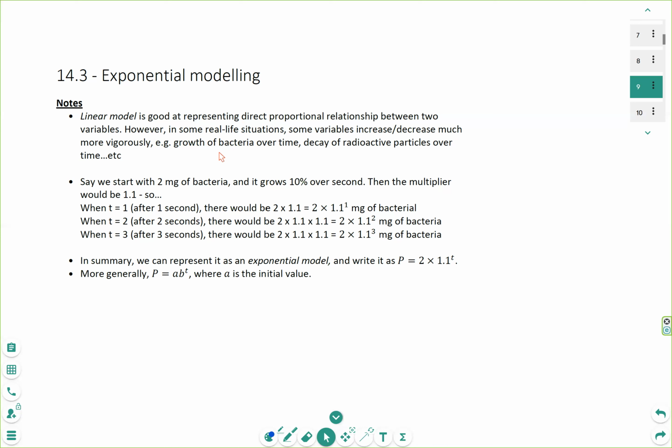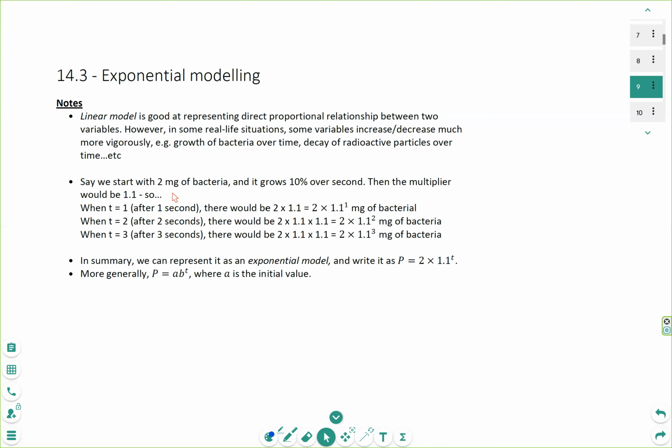So we know the amount of bacteria doesn't grow by the same amount every second or every certain time period, right? It grows rapidly. It compounds every other second or after every millisecond, if you think about it that way, like our cells in the brain or in the body.